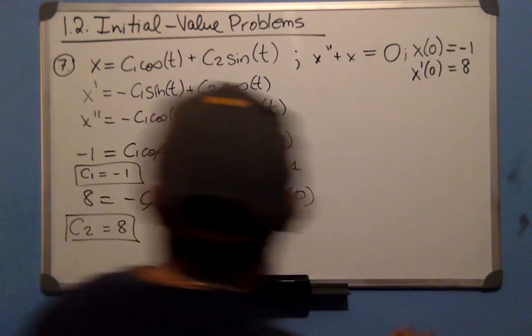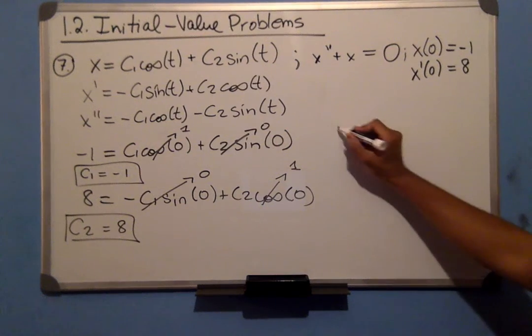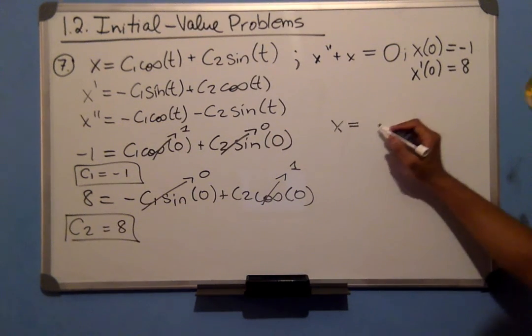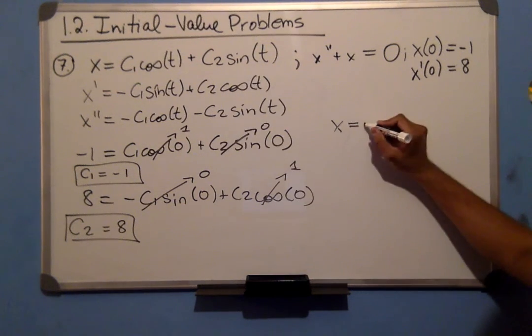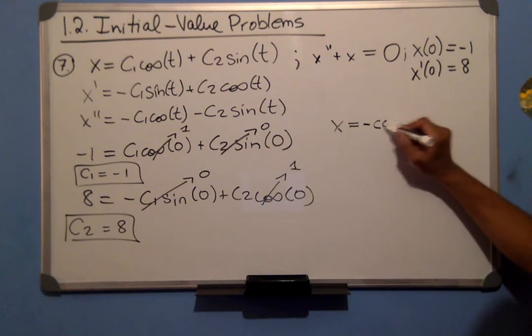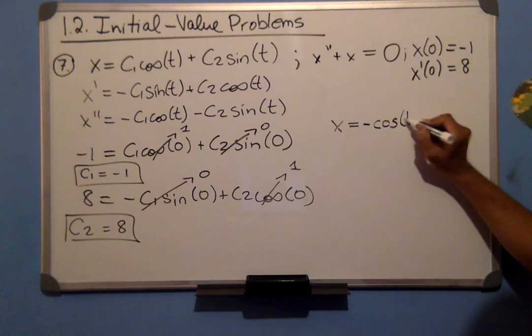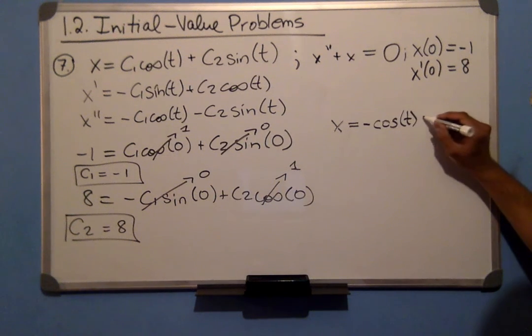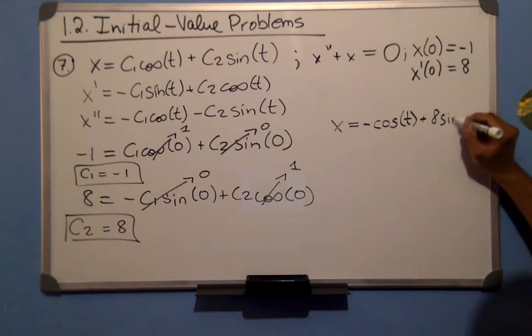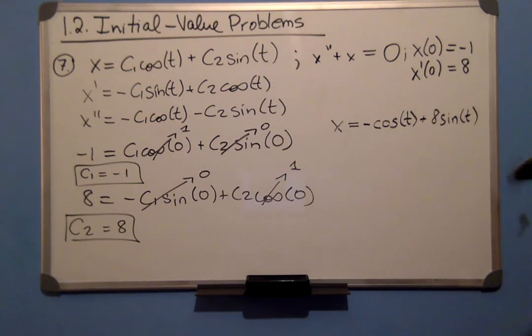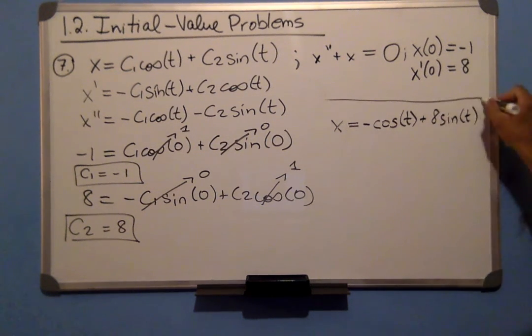All right? So finally, we can say x is equal to C1 cosine of t, which is -1, so negative cosine of t, plus C2, which is 8, so plus 8 sine of t. And that will be our final answer.